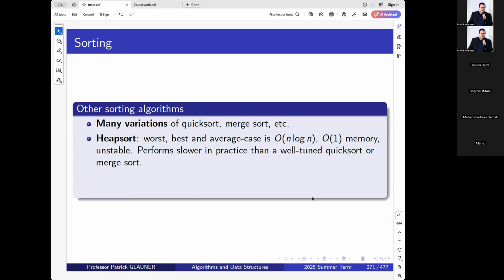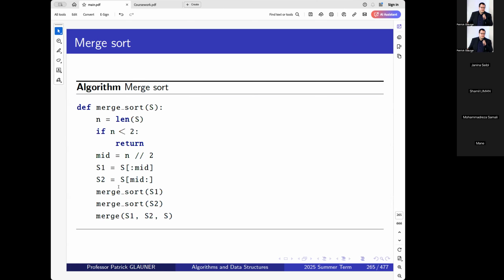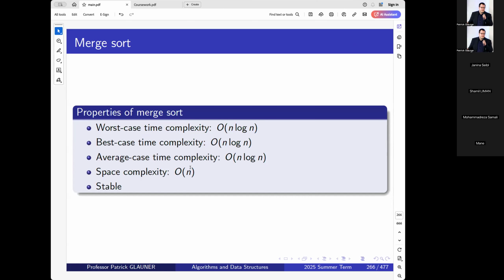There are more sorting algorithms like heap sort. Heap sort is very interesting. Heap sort has a worst, best, and average case complexity of O of n log n and constant memory usage, so in place. And this is really cool because our quicksort, we saw, has a space complexity of O of log n and it's unstable. And merge sort has a space complexity of O of n.